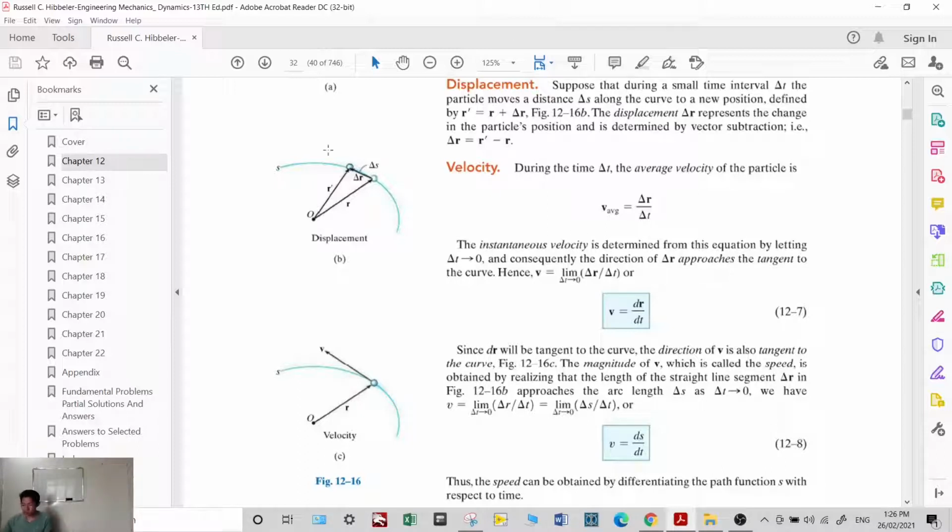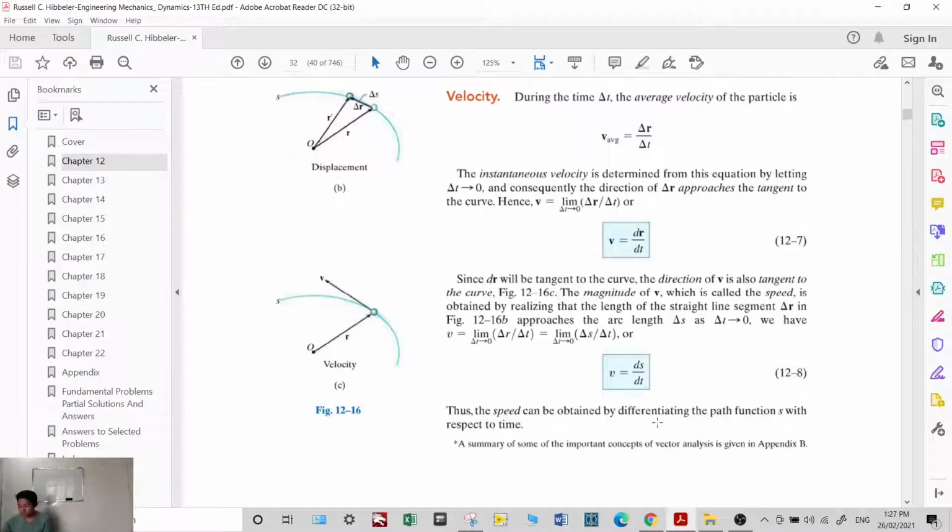So of course, if you enlarge this, your delta s is along the curve, and your delta r is the vector. As delta t goes to 0, your delta s would be equal to delta r in length. So that is the derivation. This is your speed. So you just have to differentiate the equation of the path with respect to time.